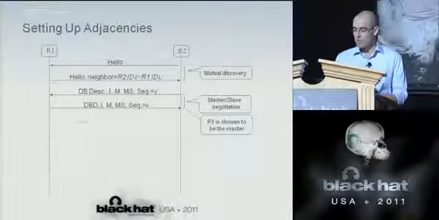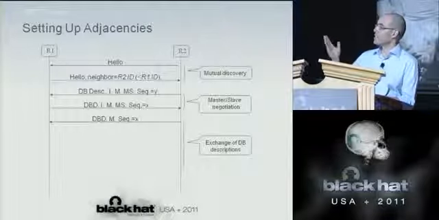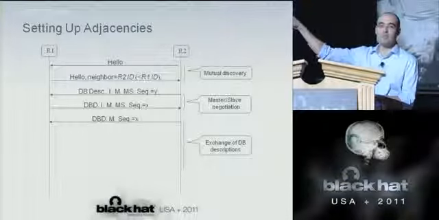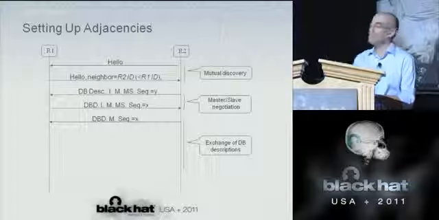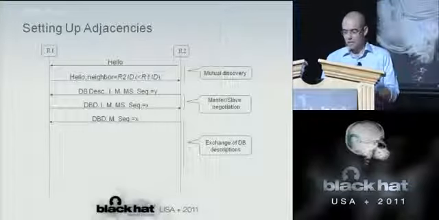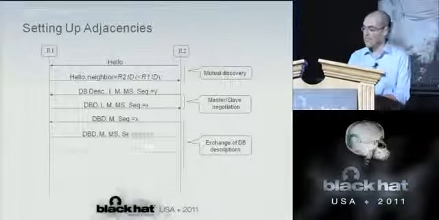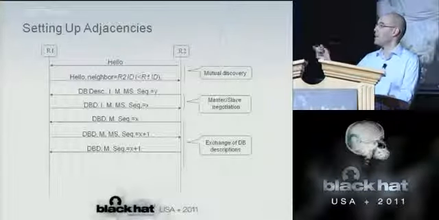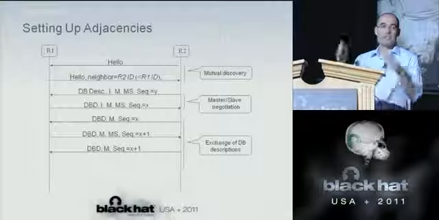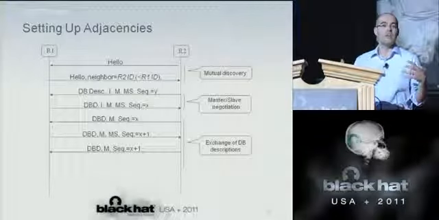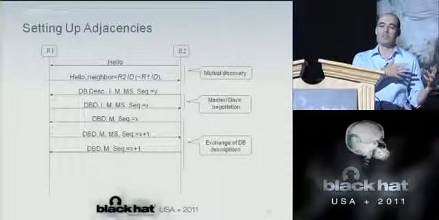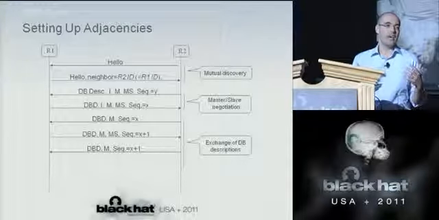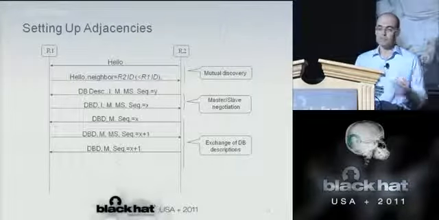And now R2 sends out another database description echoing the same sequence number R1 chose. And then R1 proceeds with the exchange by sending his database description with an incremented sequence number, and so on and so forth. This continues until both routers tell the other one all their LSA database content.